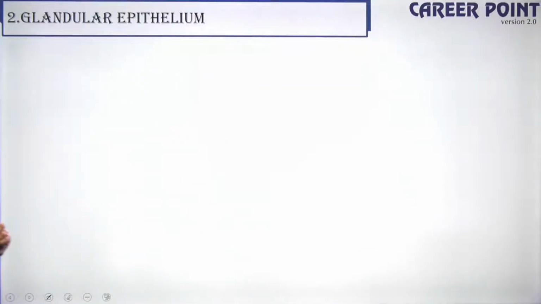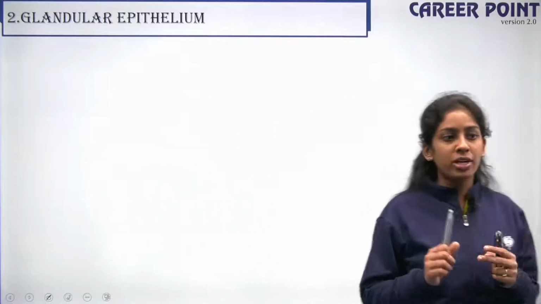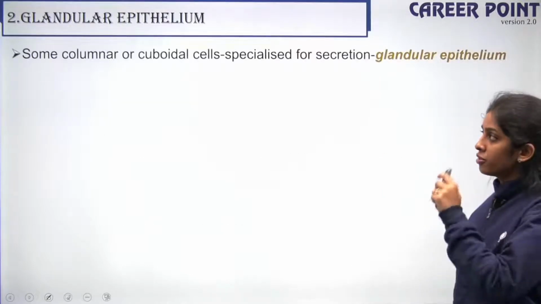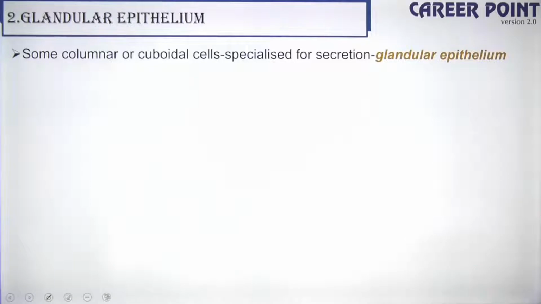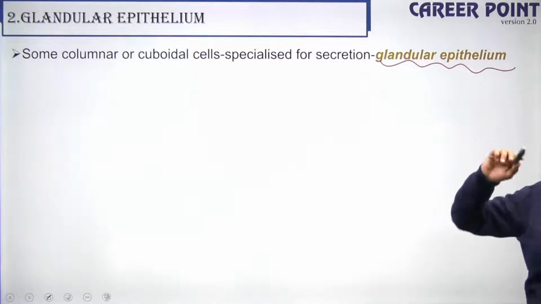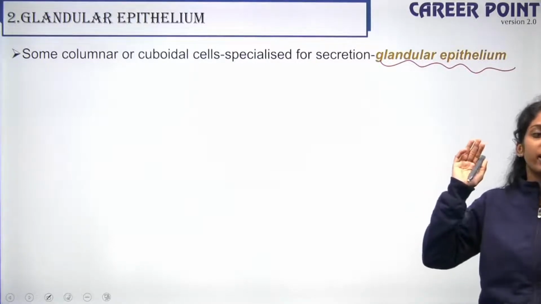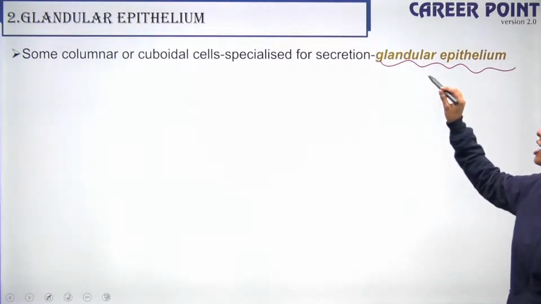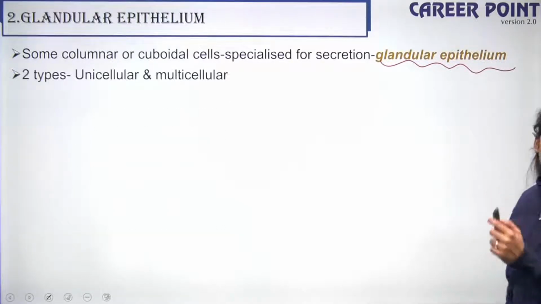One modification is when your cuboidal and your columnar cells have cilia, that is called ciliated epithelium. You also have a different modification. Some columnar or cuboidal cells are specialized for secretion and they are called glandular epithelium. They have specialized functions for secretion alone. So who does maximum secretion? Glands. Hence they are known as glandular epithelium. Their only role is to secrete some types of chemicals.